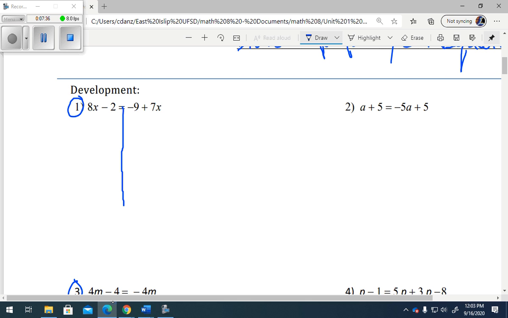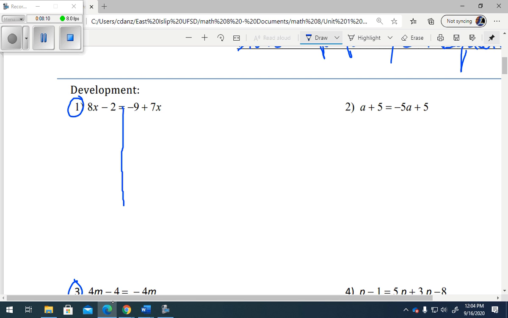The 3rd step says we have to get the variables to one side. So do you notice that there's an 8x on the left side and a 7x on the right side? They're on 2 different sides, and I don't like that. I can't combine them if they're on different sides. I have to get them to one side. So I'm going to use an inverse operation, which we call our properties of equality. And to get the variables to one side, it's always by adding or subtracting.